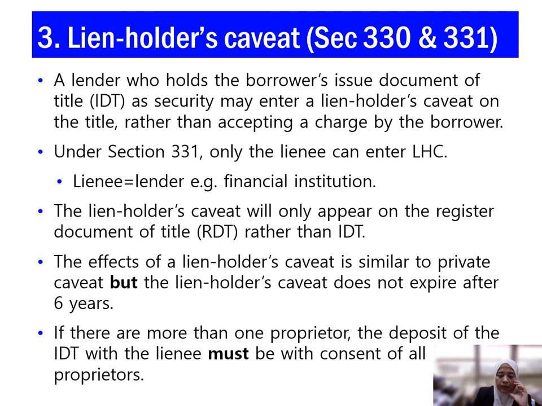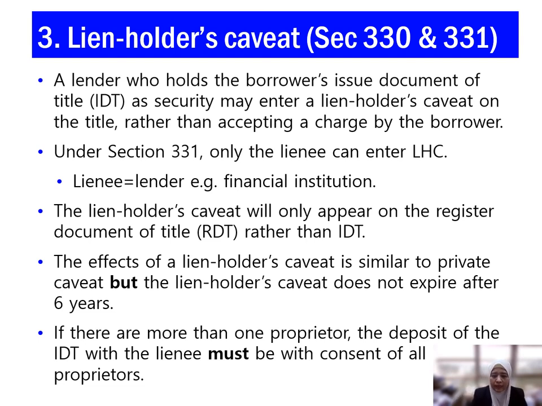Now the third type of caveat is the lien holder's caveat under section 330 and 331, whereby a lender who holds the borrower's issue document of title, IDT. So again, document of title, there are two copies. One is the IDT, the other one is the office document of title, the RDT, the register document of title. So RDT is held at the office, either the PTG or at the land office. IDT is held by the proprietor.